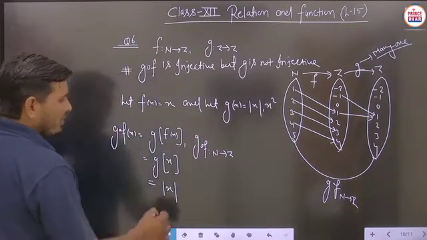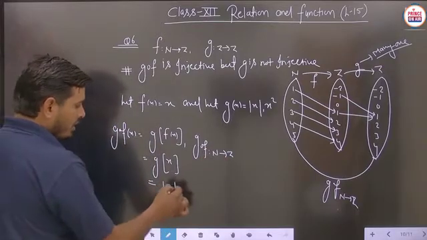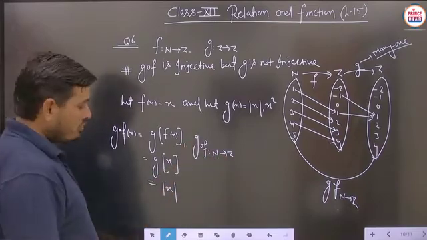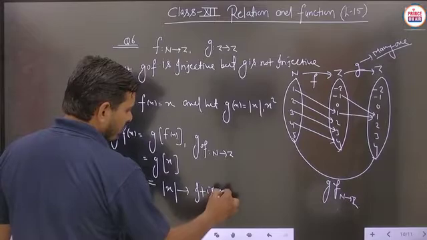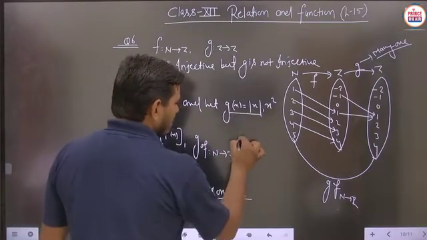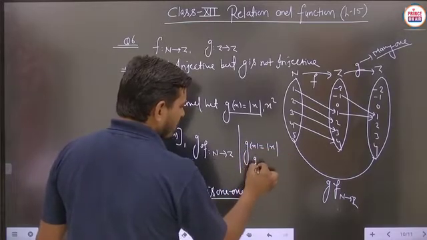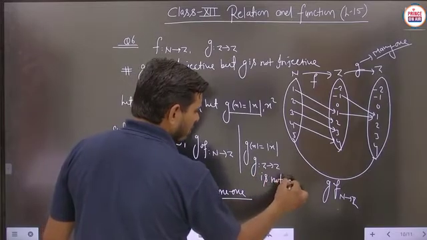So definitely, if any natural number we are taking here, then each and every natural number has a distinct image in Z. So definitely it is one-one, it is injective. You can say that it is one-one. But in this case, this particular function g of x equals modulus x, and g will be defined from Z to Z, is not one-one. Is it to be clear?